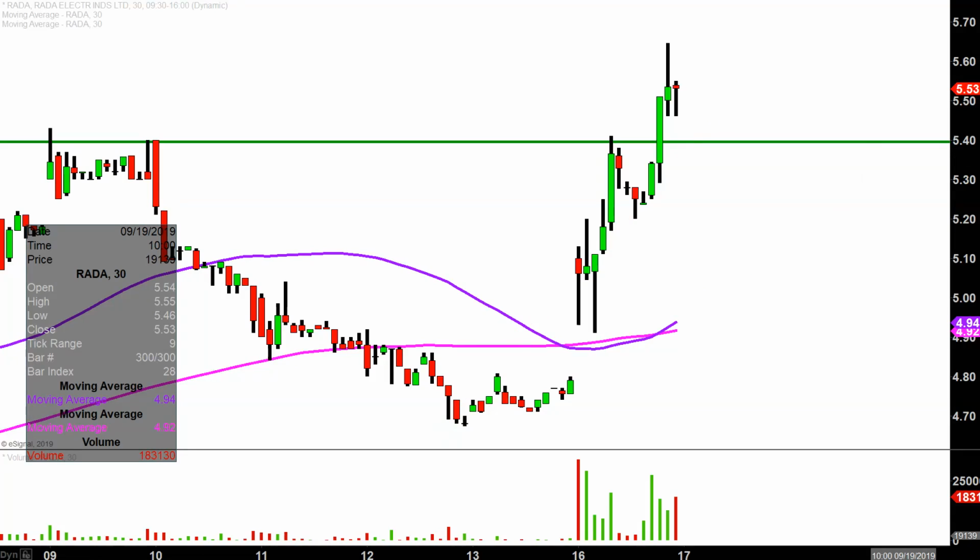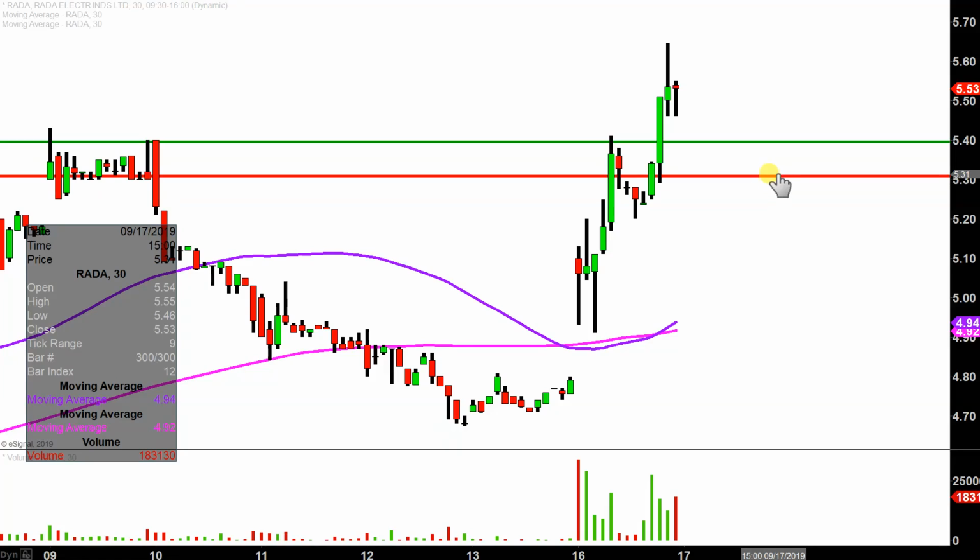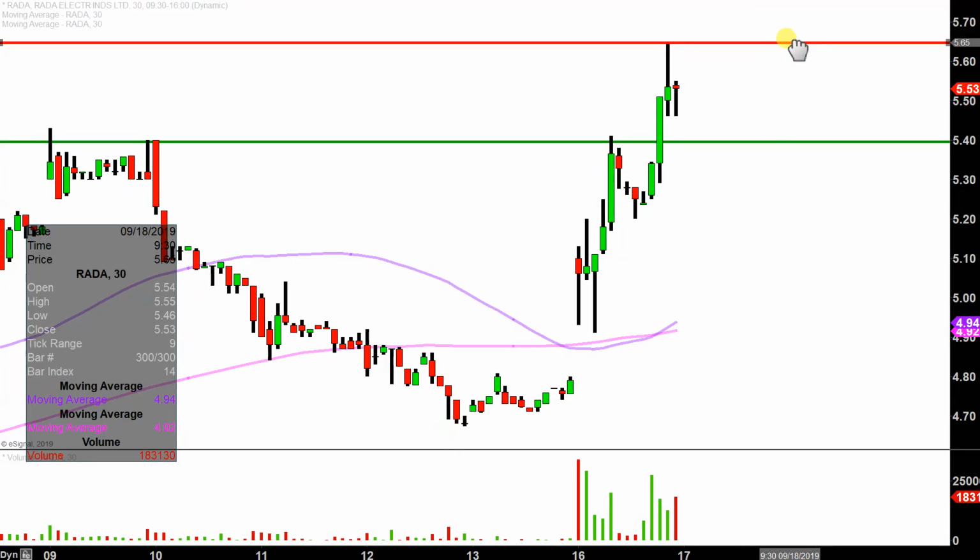What about levels of resistance? As of right now, public enemy number one sitting right up there at $5.65, and that's just simply because that's where the party stopped today. But really, resistance levels don't matter. What do I mean by that?